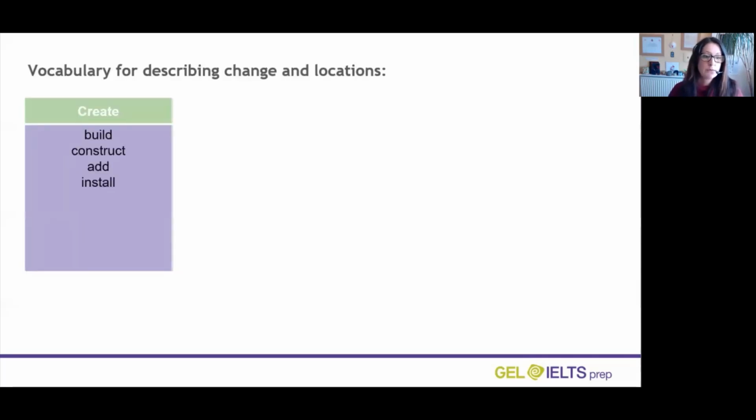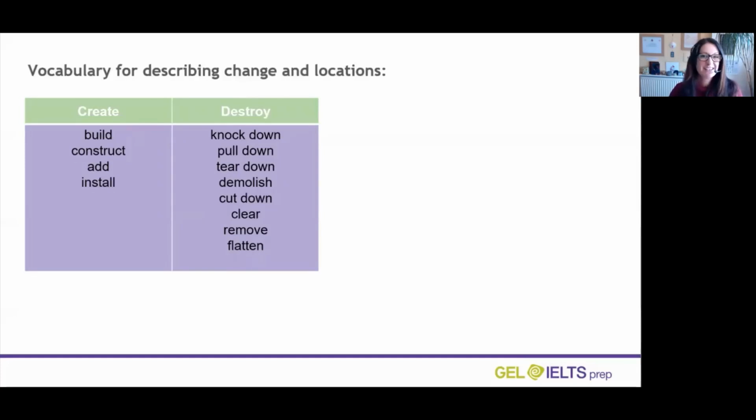Okay, for example, if something has been created, maybe in one map something is not there, there could be an empty space, and in that space something has been built or constructed. So anything new that has appeared on the map, we could use these verbs. Something has been built or constructed or added, and in some cases we could also use the verb installed. We install new facilities, for example.